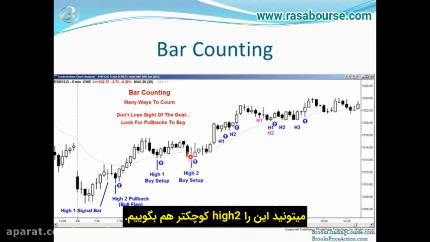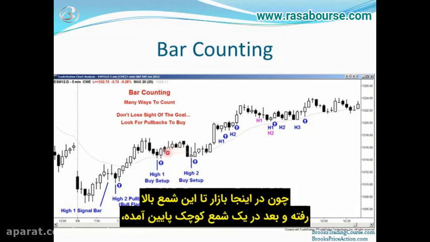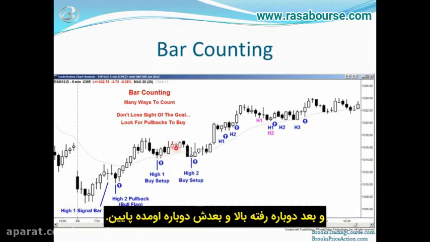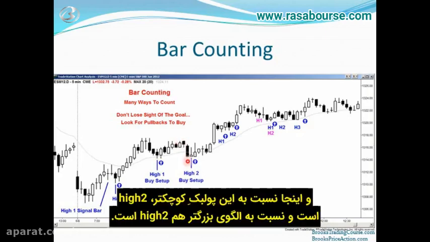You could also call this a smaller high 2 because the market went up to this bar, went down for a small bar, and then up again, and then down again as well. So it's a high 2 with respect to this high 1, and it's a high 2 with respect to this larger pattern, this larger high 1.